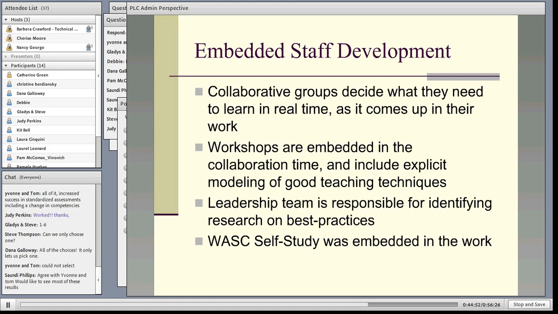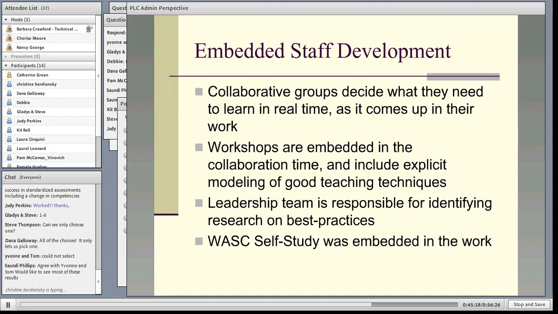And it was amazing, because I've been through WASC accreditation before, and Christine, who's in the audience, is probably chuckling because she and I did it together at my previous school, where it was just so much extra work. And what we were able to do was really embed the WASC self-study work right in the PLC collaborative work. And it really did not turn out to be very much extra work at all, because it was directly connected to identifying all that stuff about what do we want our students to learn, and how will we know when they've learned it, and what do we do when they don't.